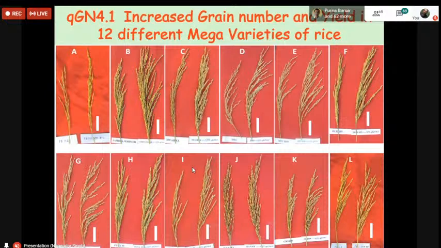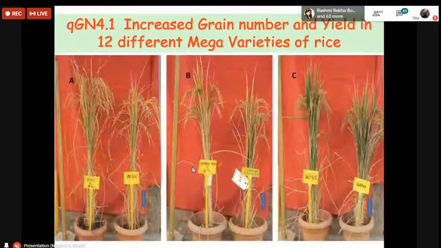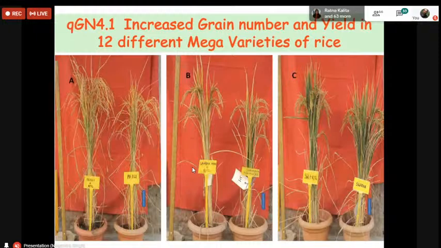But of course, one has to combine it with other traits, because breeding is where you have to take good genes from different sources and put them into one high-yielding background. So sometimes you may have one gene but be lacking something else, so it may not be the best variety. So the idea is to combine as many good genes as possible along with high yield. This gene is very, very useful, which was found in one of the Indica-Japonica crosses developed at IRRI, but it was a breeding line, not a variety.